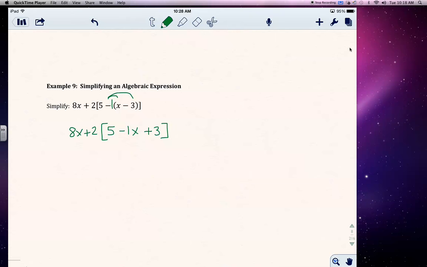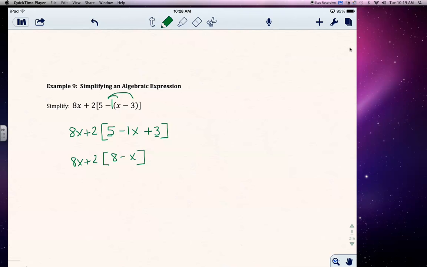So now I'm going to worry about inside that bracket. I can actually combine like terms inside this bracket. There are like terms of 5 and 3. So I have 8x plus 2, and inside the bracket I have 8 minus 1x, and I'm going to go ahead and get rid of that 1 there. You can leave it in there if you want to, but it's 8 minus x inside the bracket. There's nothing else I can do inside that bracket.